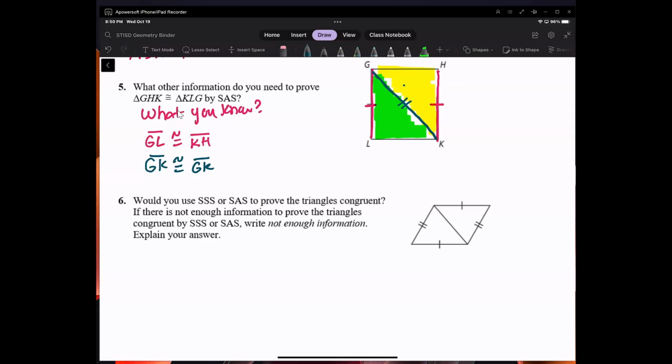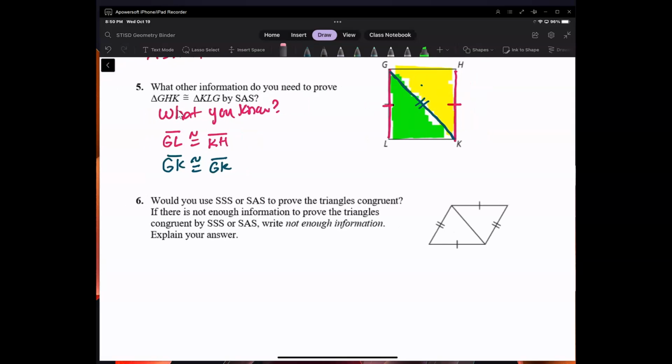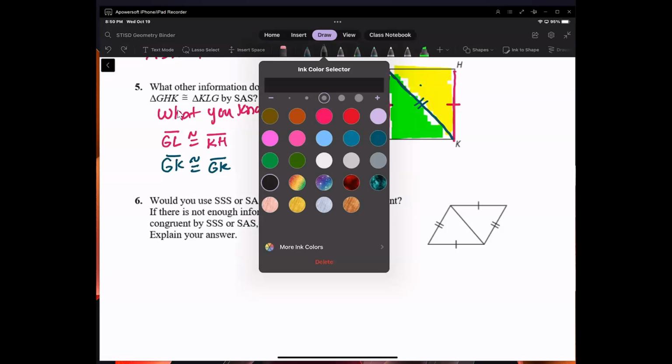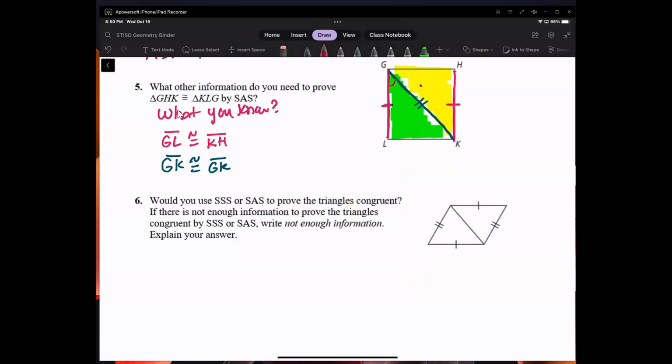So what you know is we have two sets of corresponding sides that are congruent. What do we need for side angle side? We need the included angle. We need the included angle to be congruent. And you might ask, what is the included angle? This is the included angle, and this is the included angle. Why is it called the included angle? Because they share this side and this side, and that's why it's called the included angle.